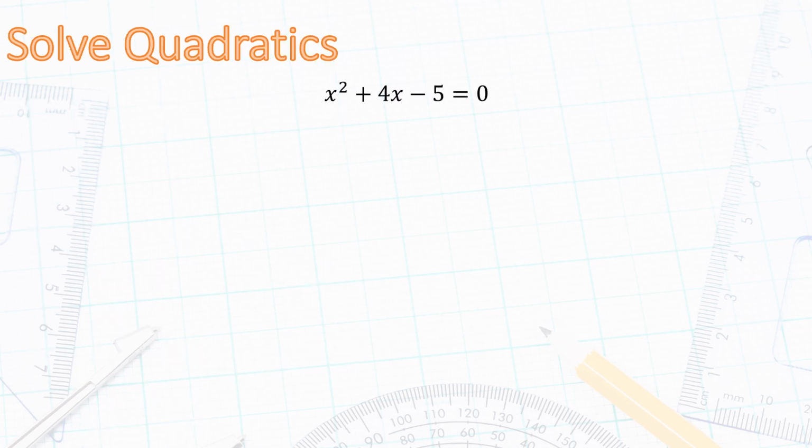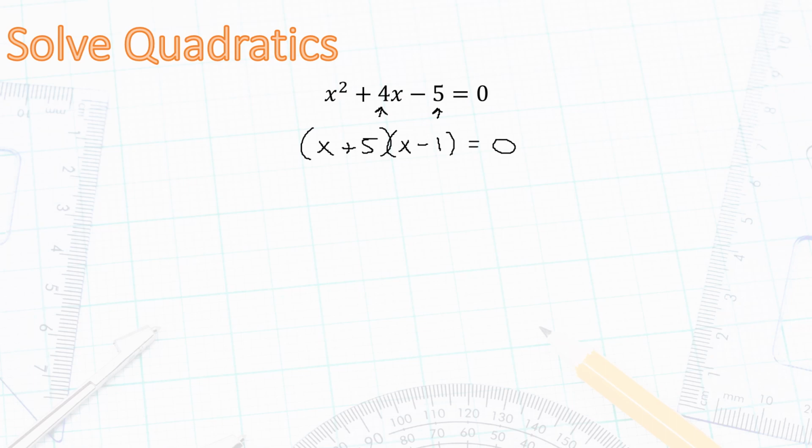All right, so we're going to string it all together now and solve a quadratic from start to finish using factoring. So when you see a quadratic like this, you are going to factor it first. This is a standard quadratic where the lead coefficient is 1. So we need factors of minus 5 that add up to be 4. That would be x plus 5 times x minus 1 equals 0.